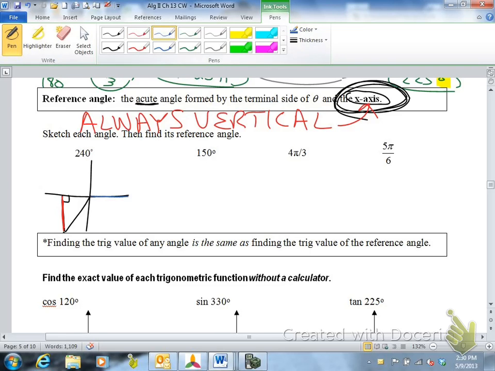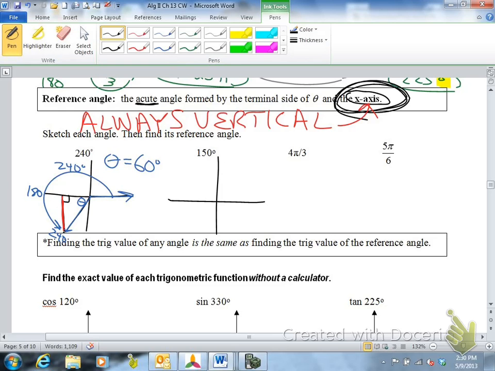Okay, so here's your angle. This is your angle of 240. You need to find theta. That's your reference angle. We're going to use that to evaluate trig functions soon, in the class notes right below this. So if this is 180 and this is 240, between 180 and 240 is 60 degrees. So your reference angle theta is 60 degrees.